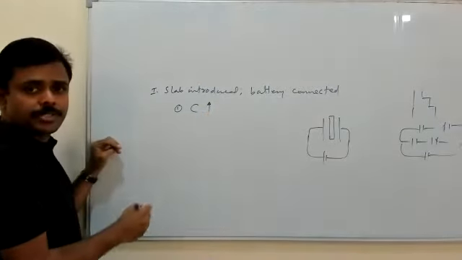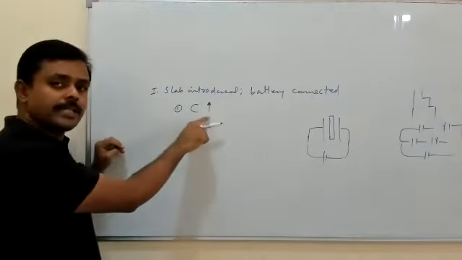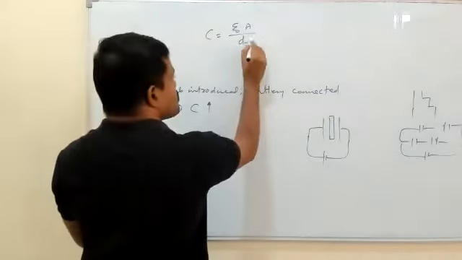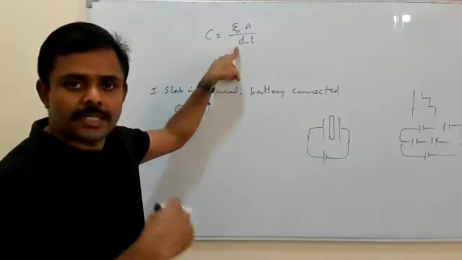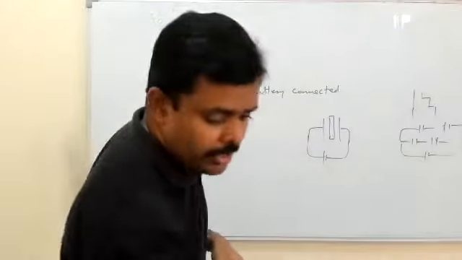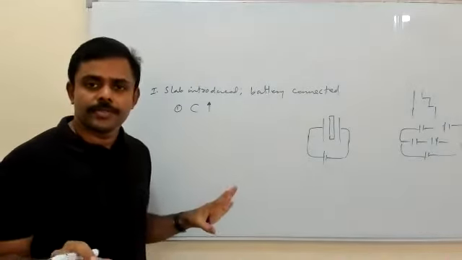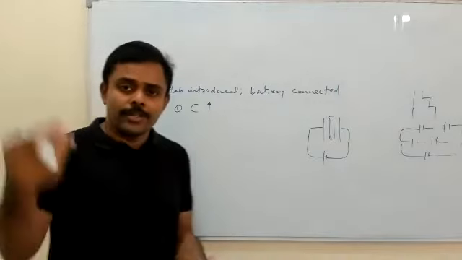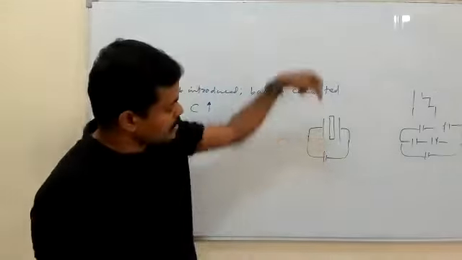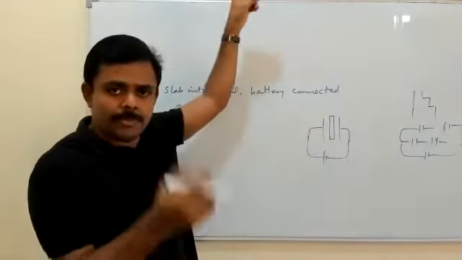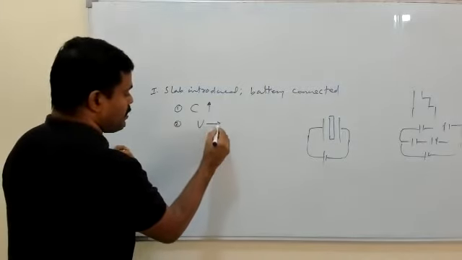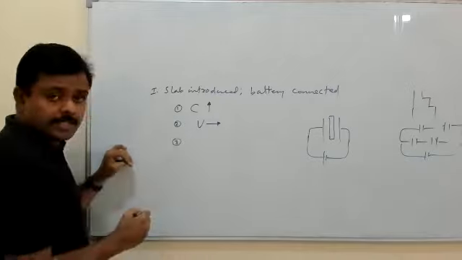Tell me, what happens when a slab is introduced? Capacitance will increase for sure, because capacitance is epsilon 0 A by D usually, but when you introduce a slab, it becomes D minus T. The denominator decreased, so automatically capacitance increases. Whatever the nature of the slab, capacitance increases for sure. So when you take it out, capacitance decreases. That's common sense. Keep that in mind. So, slab introduced, battery connected. Battery connected means I told you voltage will be constant. Now the third point, C and V are there, no?